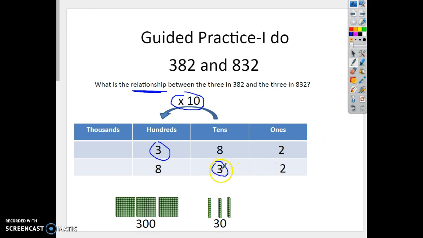So we know that this 3 is worth 30 because it's in the tens and there's 3 of them, 10, 20, 30. This 3 is in the hundreds, so that's 3 hundreds, 100, 200, 300. So we have to figure out how many times bigger 300 is than 30. And since it's one spot over, it's 10 times bigger because it has one more 0 in it. Because one more 0 equals times 10.